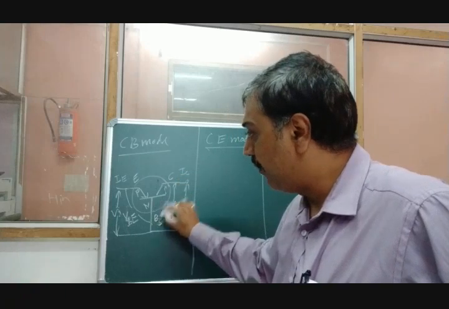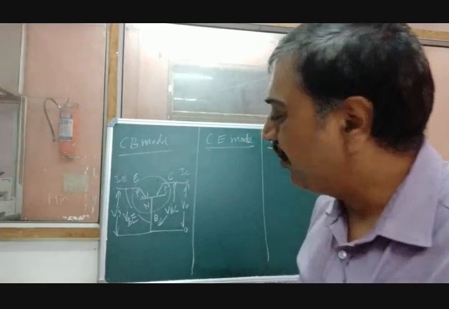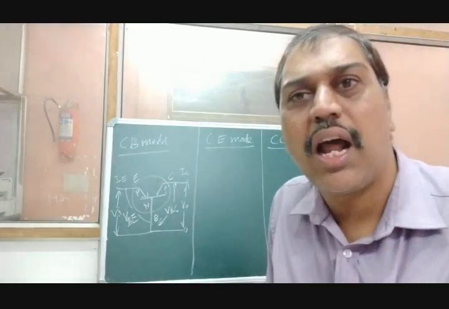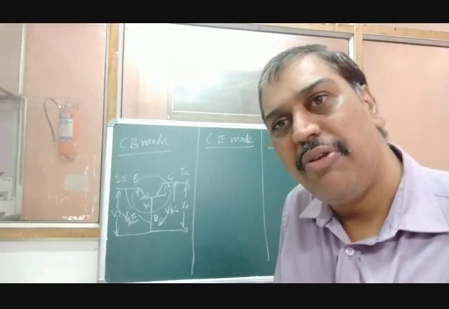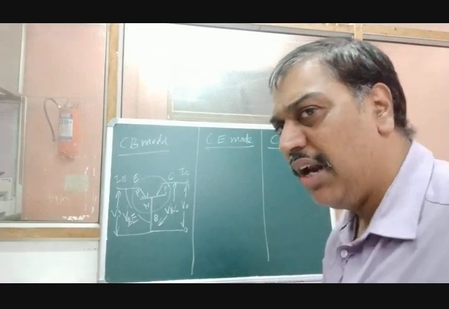VCB or VBC, that is the output voltage. Output current is IC. I hope you got the idea about common base. Similarly, we will see the common emitter, and common collector will be homework for all of you. Let's start with the common emitter.